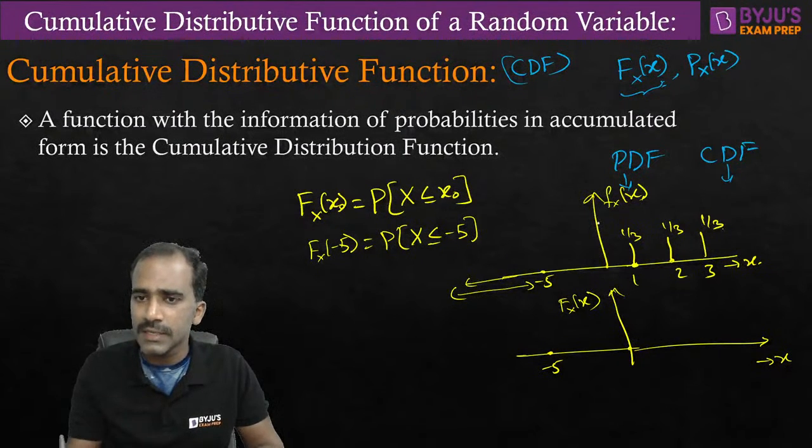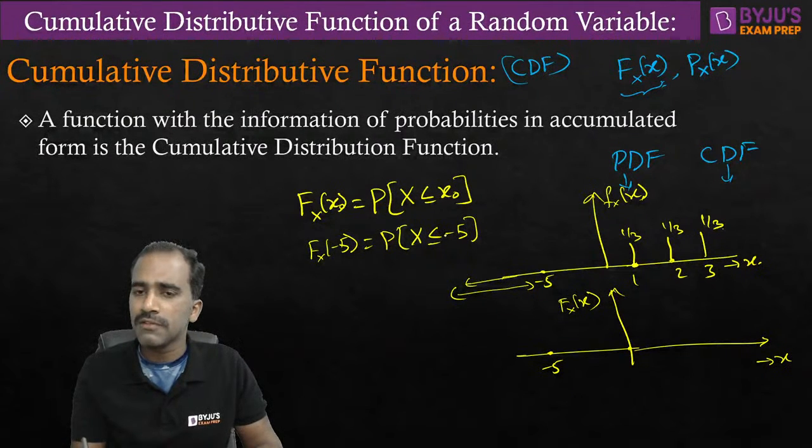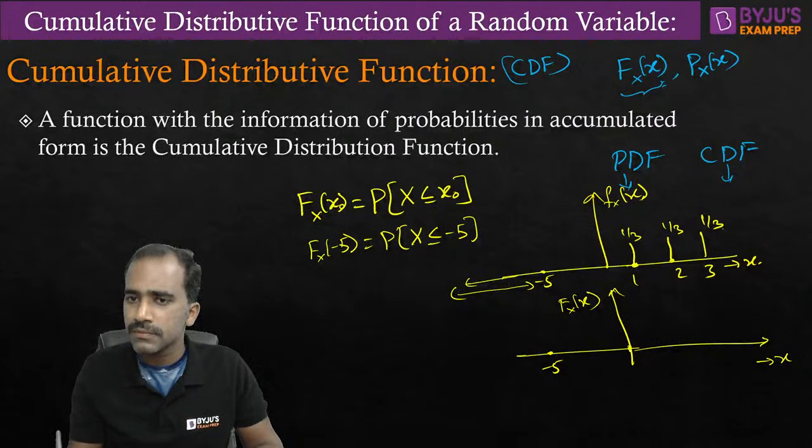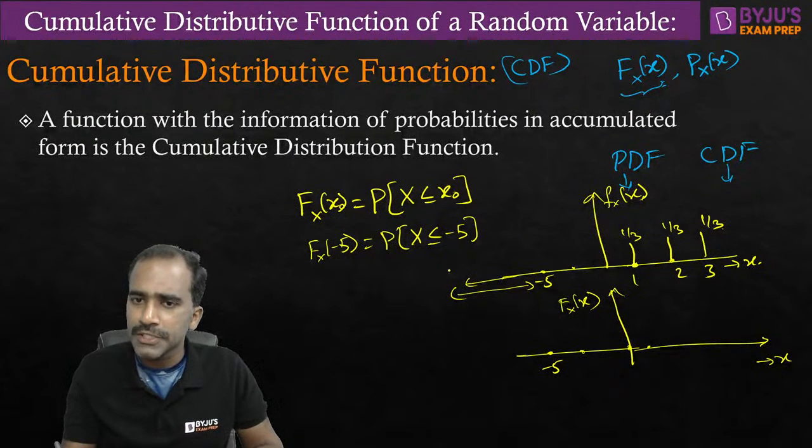Similarly, this function's value at 0. If it is 0 here, it will be 0 here. You are interested in the values of the random variable from minus infinity to 0. If you accumulate all the values till 0, it is 0. So this function at a point indicates the accumulation of probabilities till that point. Similarly, at 0.9, till 0.9, what is the accumulation? The accumulation is only 0 till 0.9.